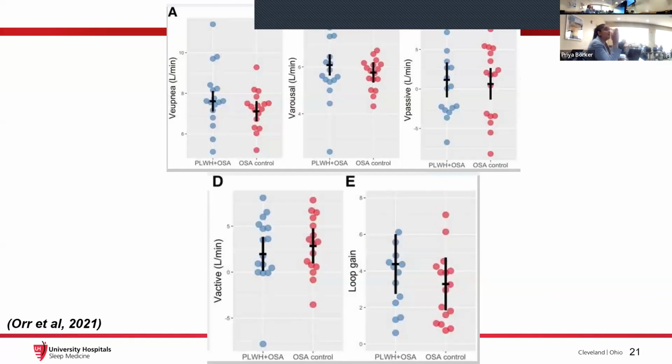And so for all of these measures, they had similar measurements for the pheupnia, arousal, passive, active, and loop gain. All of these measures were similar between the two groups. And OSA was defined as more than 10 or 15 events or something. I will double check. I know they use the AASM criteria, so they use 3% rules.